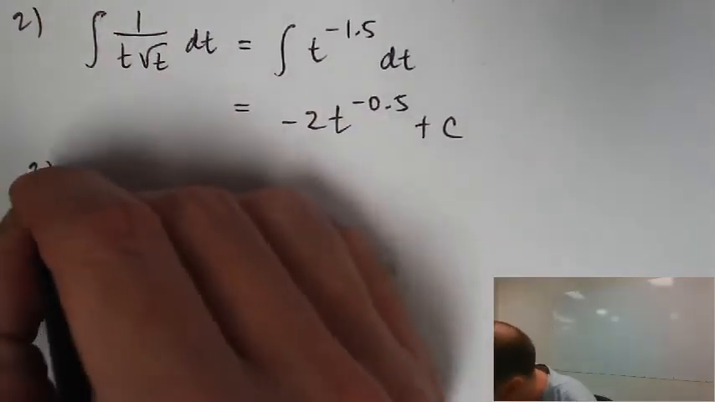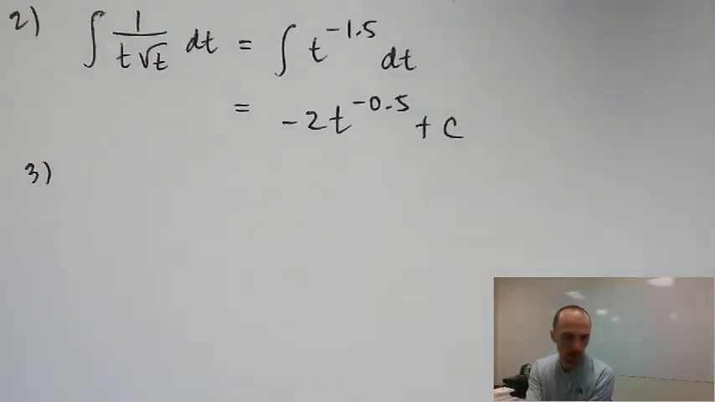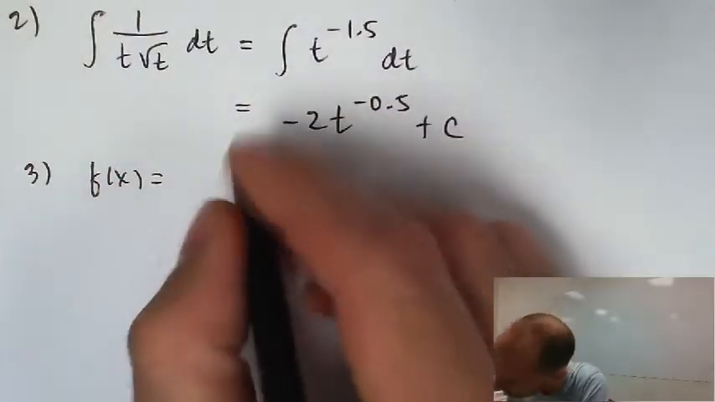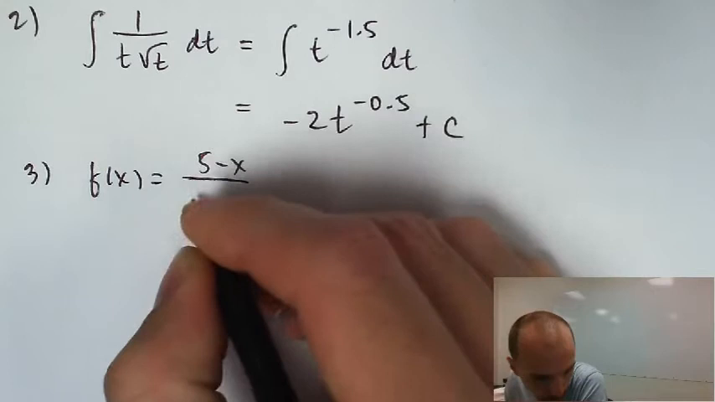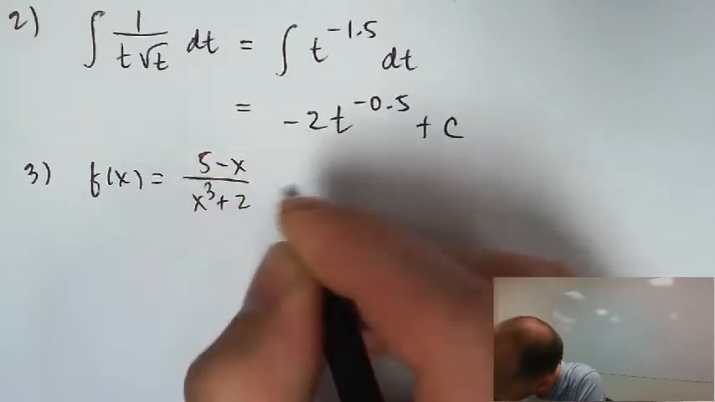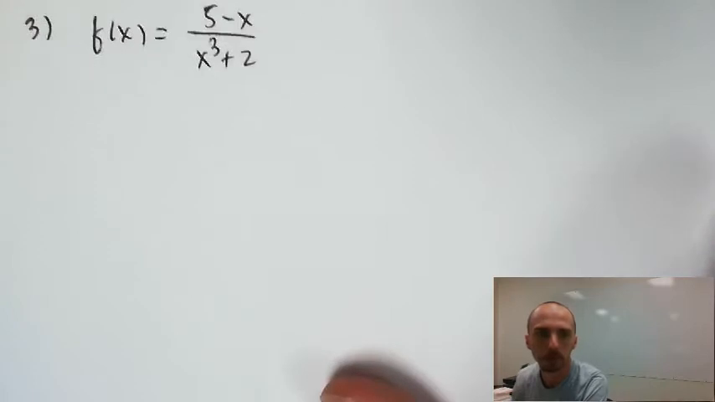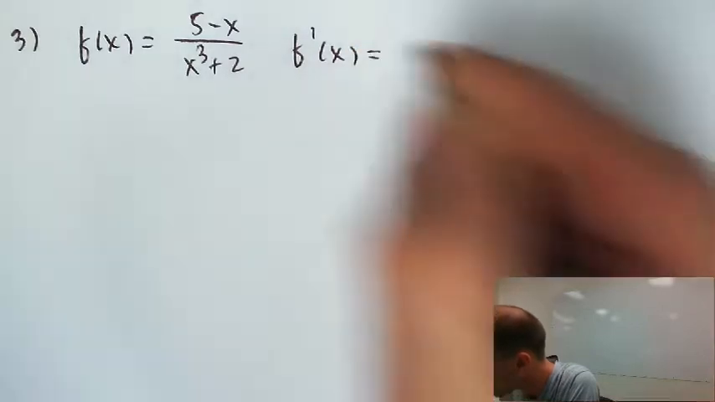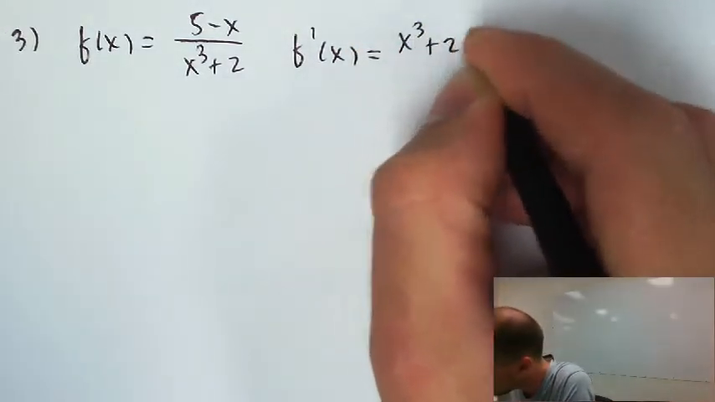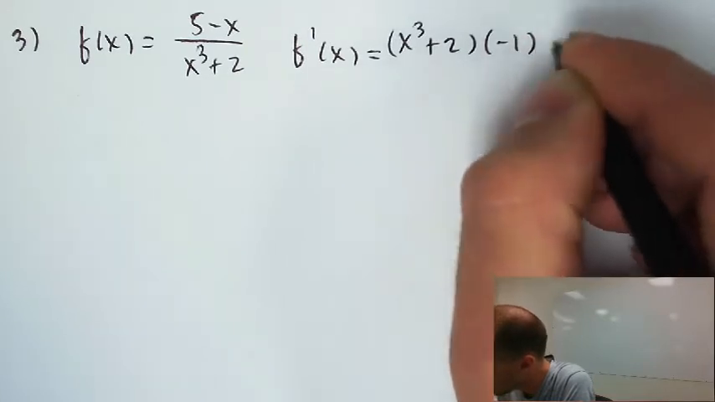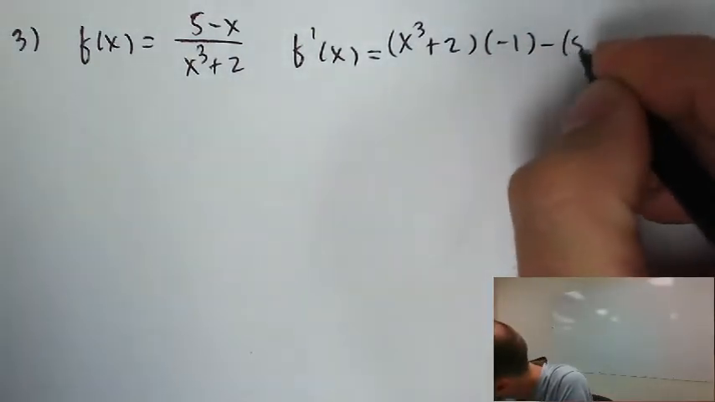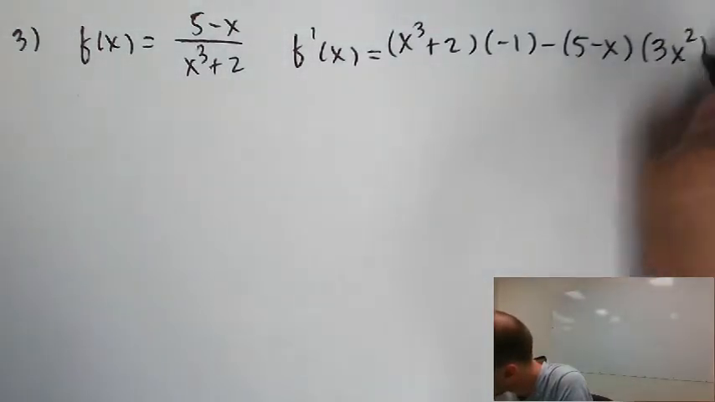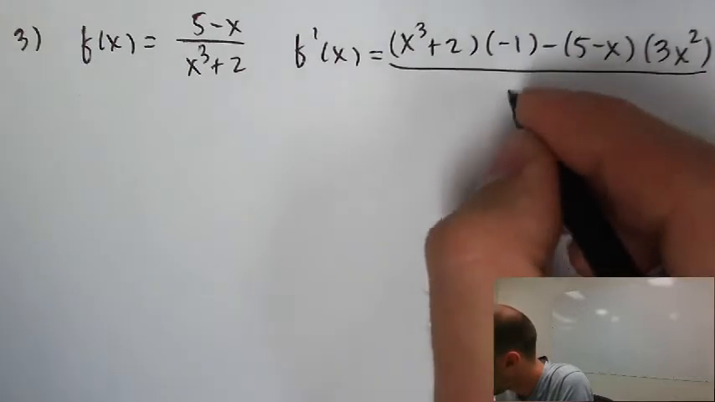So on to the next one. f is 5 minus x over 3, or x to the 3 plus 2. We want the derivative, so we're going to use the quotient rule. Bottom, derivative of top, minus top, derivative of bottom, divided by the bottom squared.